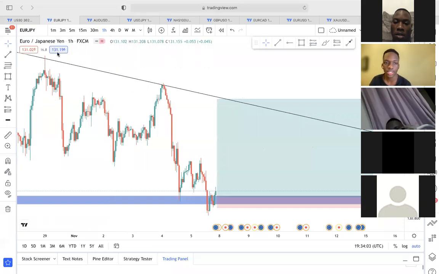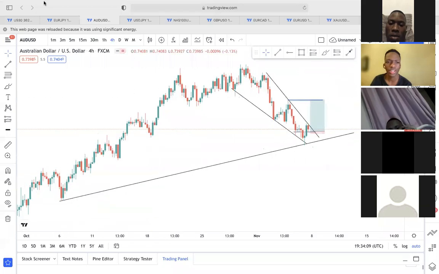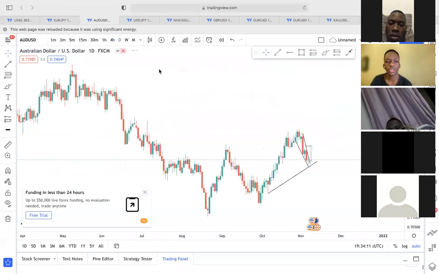Simplicity is key. It's the simple setups, guys. Like when I was a beginner trader, I used to stress and be like, how are these mentors making all this money?